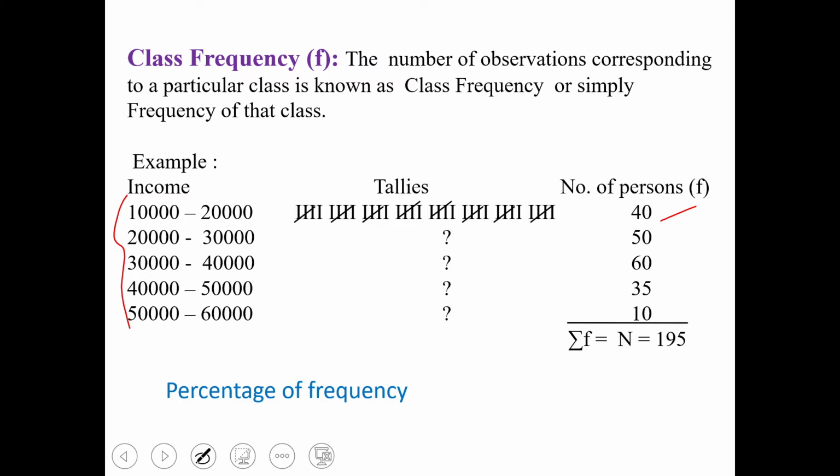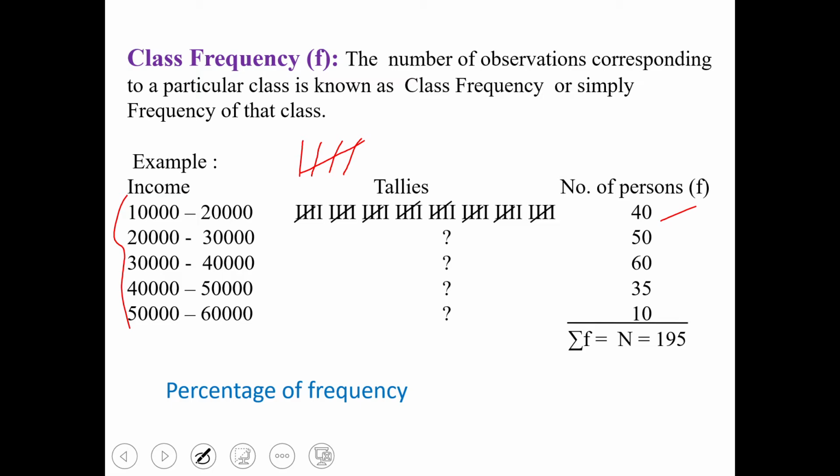Before finding the frequency, you have to draw the tally marks. How to draw tally marks? Whenever you count, draw the lines in this way: 1, 2, 3 and 4, and finally the fifth line is drawn as an oblique line. In this way you have to draw the tallies, and I have already discussed in the earlier video how to find the frequency and how to draw the tallies.